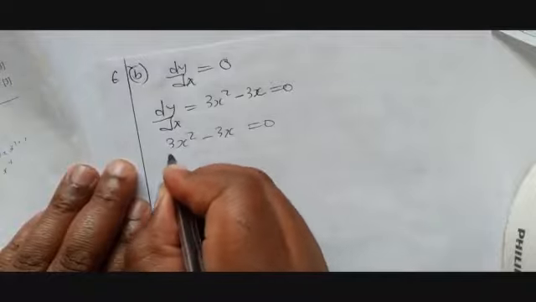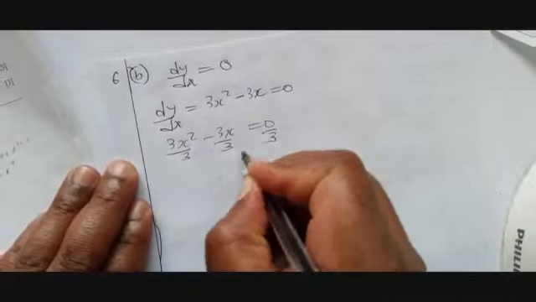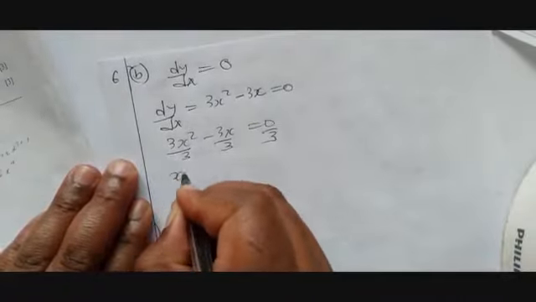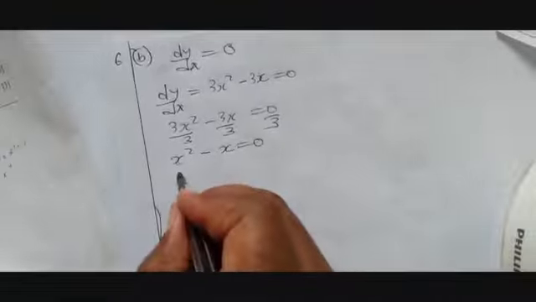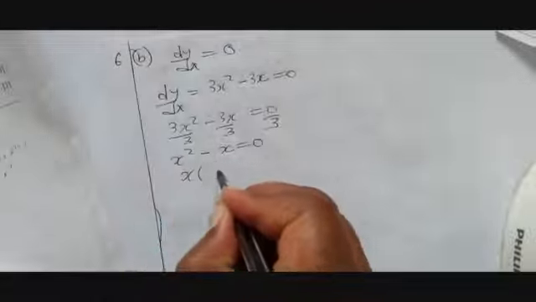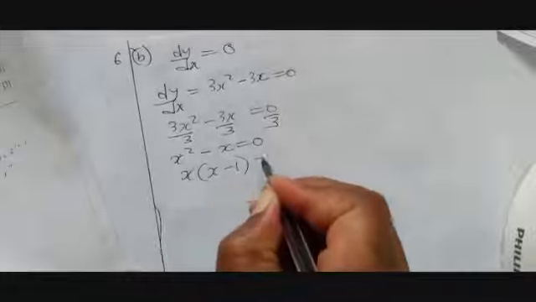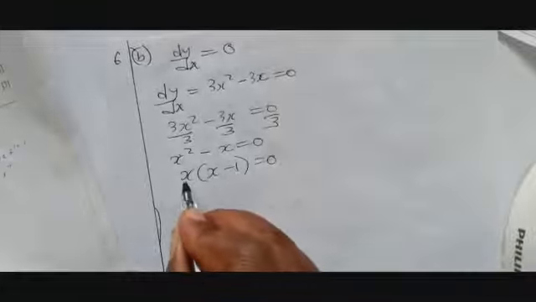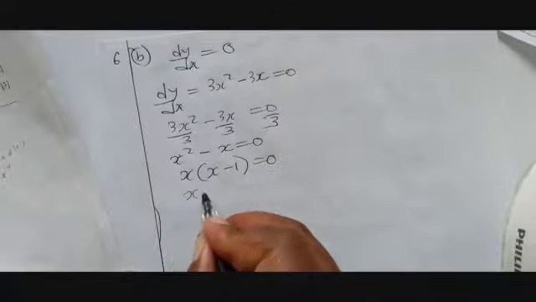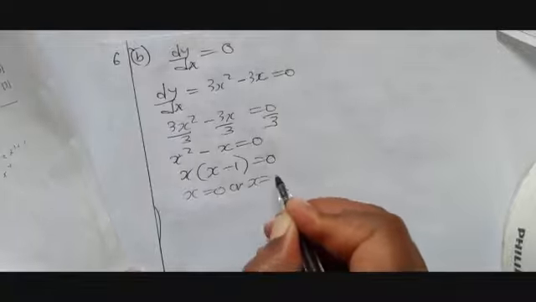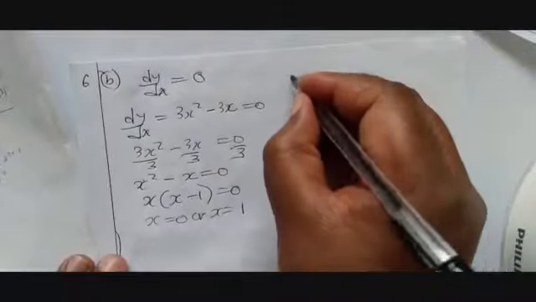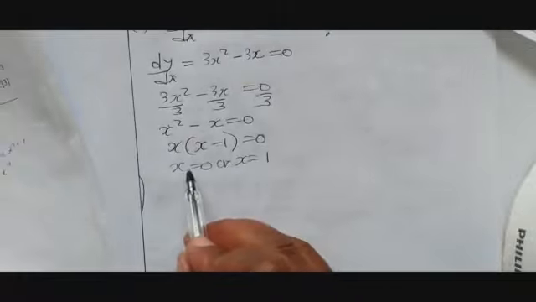You divide by 3, so x squared minus x is equal to 0. You can factorize here. What is common? x. So x times (x minus 1) is equal to 0. By the zero product, x is 0, or, since this is negative, when it goes across it becomes positive, so x is equal to positive 1. Therefore, we know that the values of x are x is 0 and x is 1.